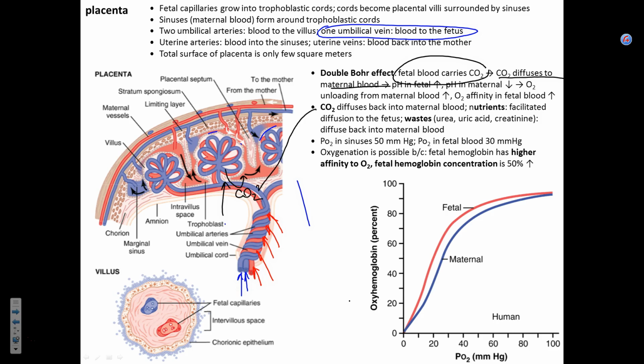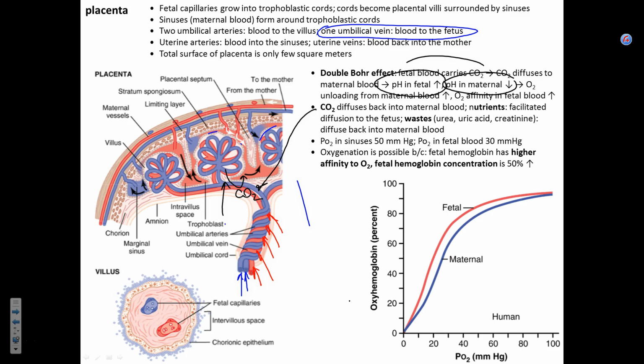Now the question is, how does this diffusion, how does elevated level of carbon dioxide in the maternal blood affect pH of maternal blood? Lower, exactly. Okay. In maternal blood, it becomes lower. And carbon dioxide leaving fetal blood, how does it affect pH of the fetal blood? Increases.